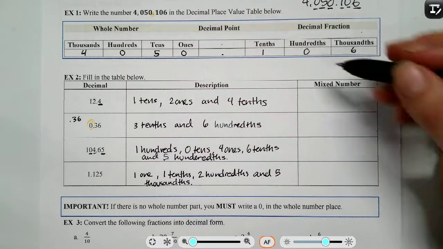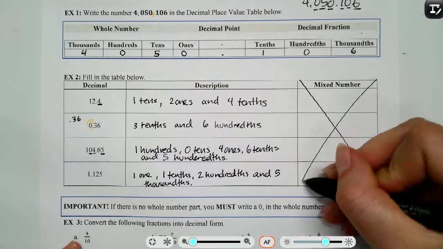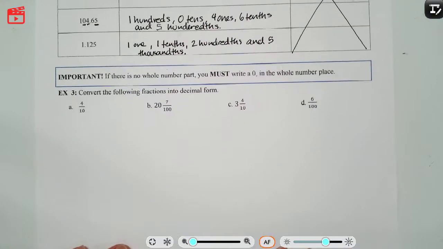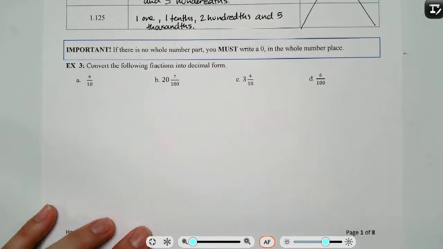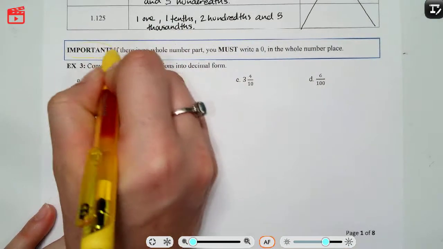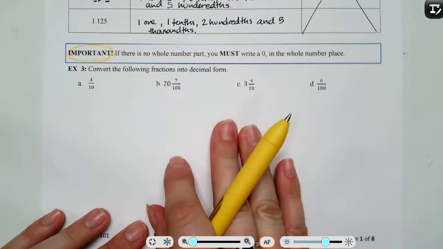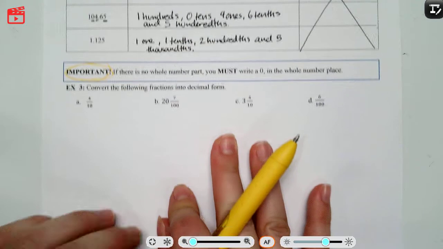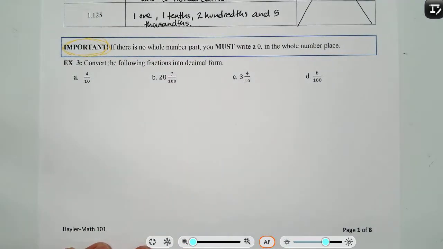All right, so for now, we're actually going to skip this part right here. So just X that out on your notes. And here we go, next part. So, I already went over this. Very important, what I just went over. If there is no whole number part, you must write a 0. So for example here, we had no whole number part, so we wrote a 0. Alright, so now what we're going to do is we're going to convert these following fractions into decimal form.